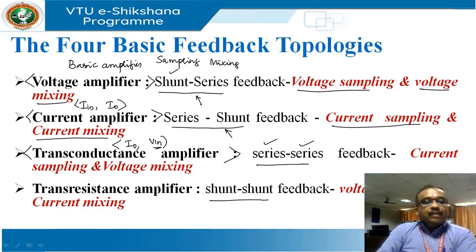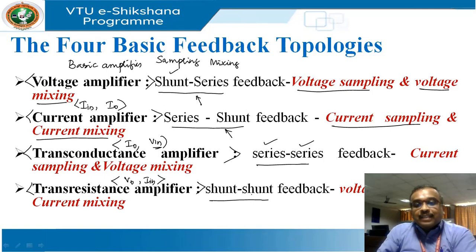And lastly, we have the transresistance amplifier. What are the quantities that we see here in transresistance? It's the resistance value, so it is V0 and IN, correct? So we call it a shunt. Why is it called shunt? Voltage is getting sampled because at the output we have got voltage, so it should be a shunt. And the current is getting mixed, and when the current gets mixed, it is again a shunt.